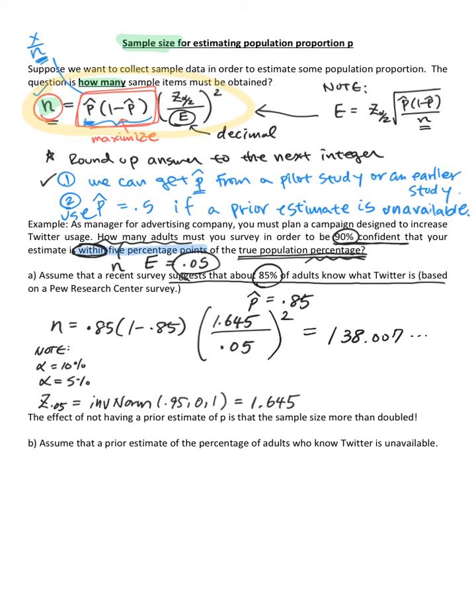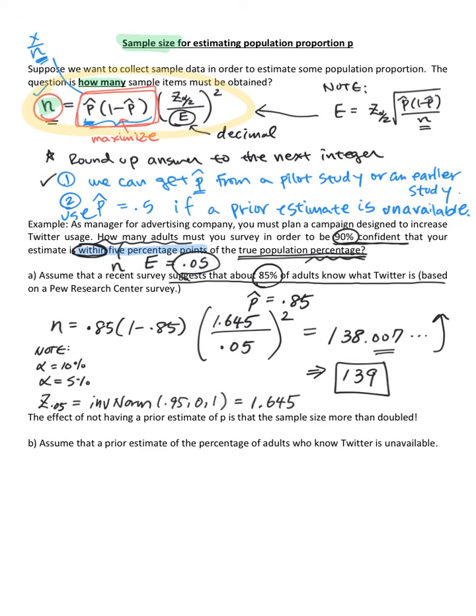Well, we cannot have 0.007 of a person, right? So we're going to have to round up to the next larger whole number. So the answer is going to be 139. You don't want to round down sample size, you always want to round up to the next larger whole number. So 139 people is what you need.